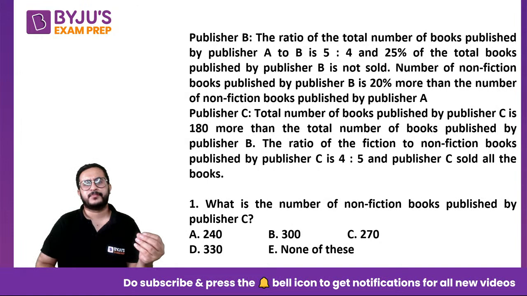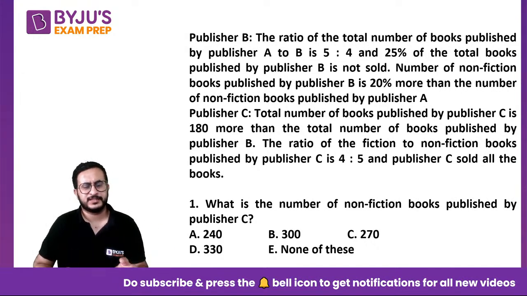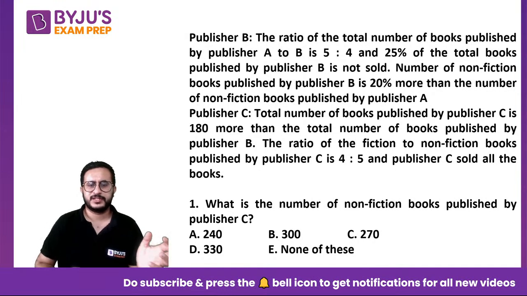Let us say your calculation speed is slow, or you have done well in the other 2 sections, English went well, reasoning went well. Now in quant you are being selective, you think I will do only some. Then you see this question, which is asking what is the number of non-fiction books published by publisher C. You can just read for C and answer for it. If you can get that answer, great. You do not have to solve for A and B.